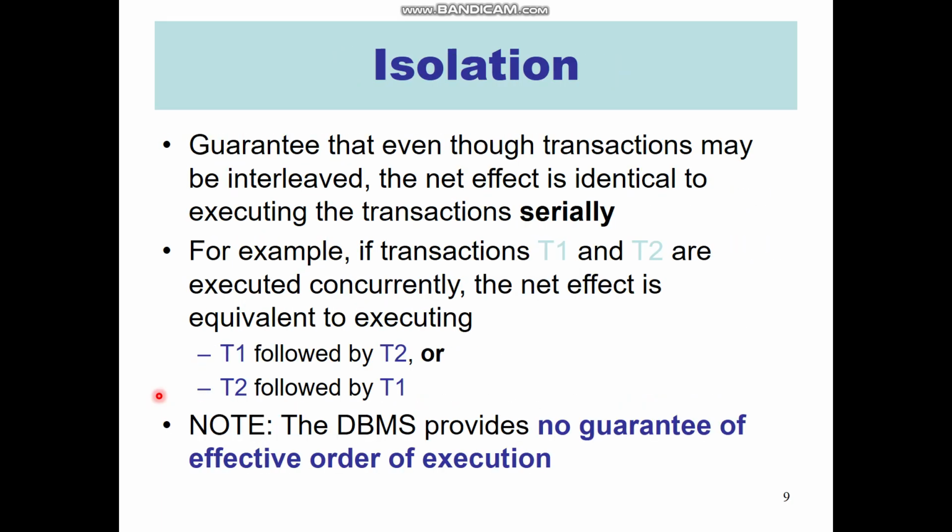Isolation means that even though transactions may be interleaved, the net effect is identical to executing the transactions serially. Transactions T1 and T2 should be separated, and one shouldn't affect the execution of the other. Normally, what happens is T1 is followed by T2 or T2 is followed by T1.